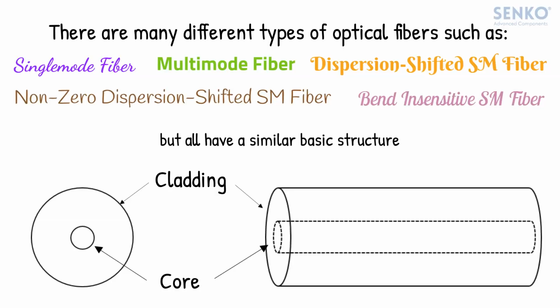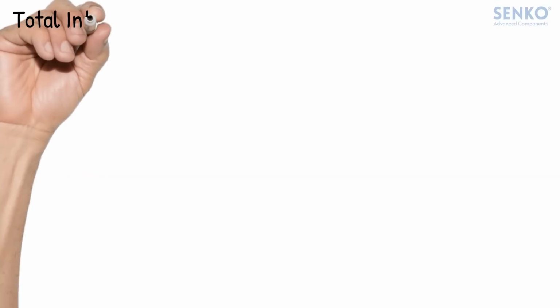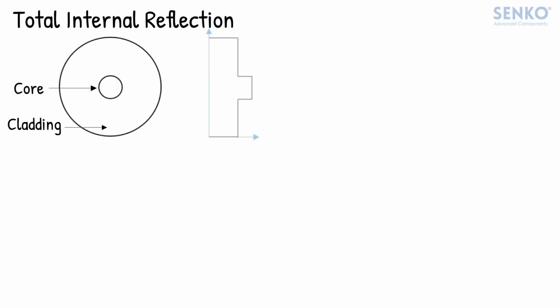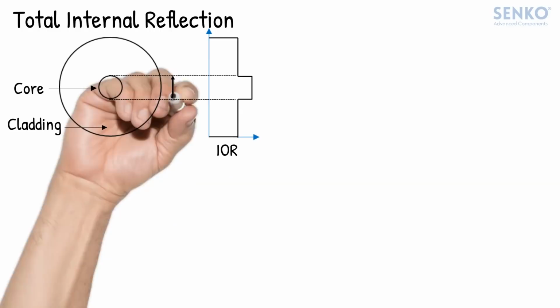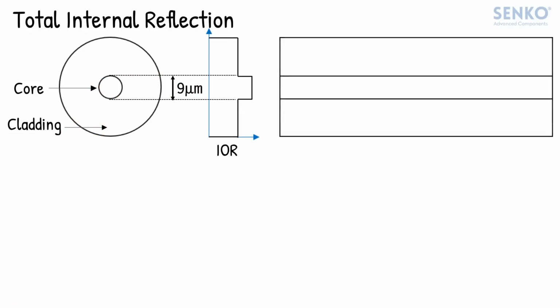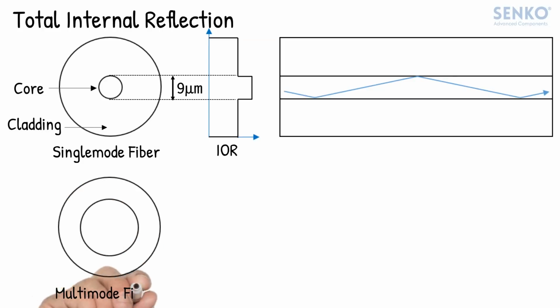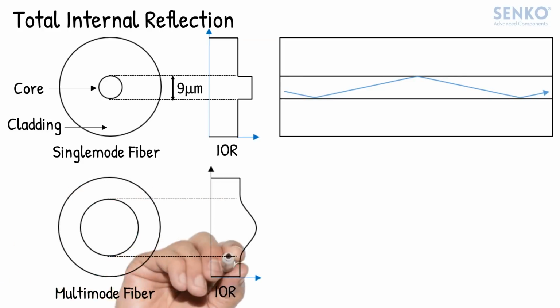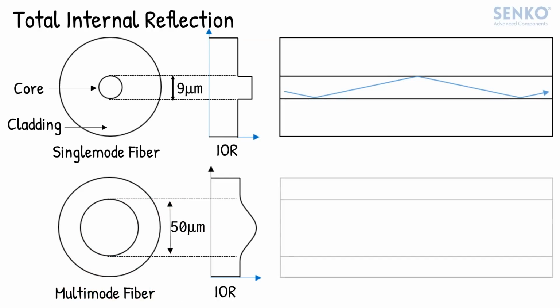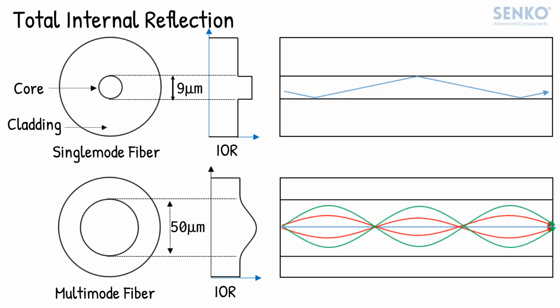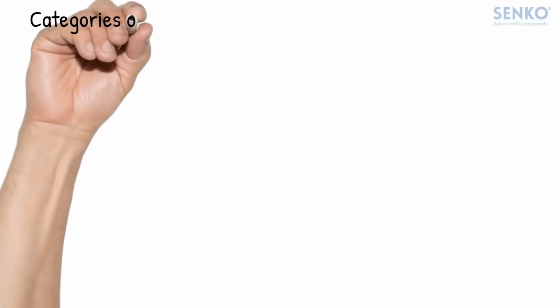So how is information being transmitted through something so small and fragile as glass? The fiber core and cladding have different indexes of refraction. This difference keeps the light from escaping the core through a phenomenon called total internal reflection, or TIR. Generally, there are two types of optical fiber, namely the single-mode fiber and the multimode fiber. They have different core sizes and index of refraction, which make light behave differently inside of the core.